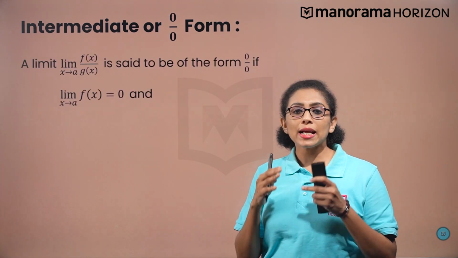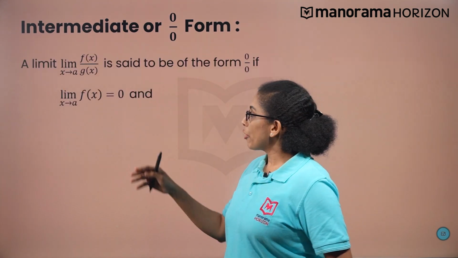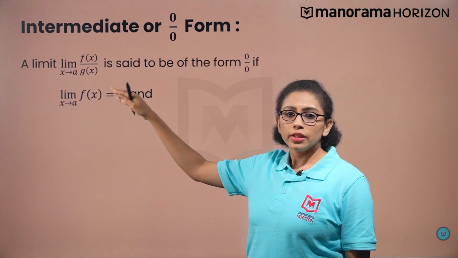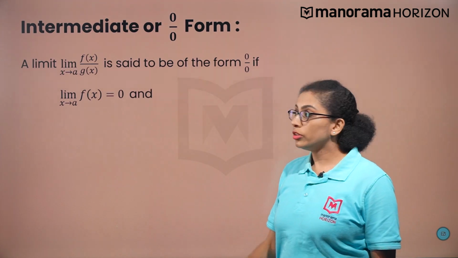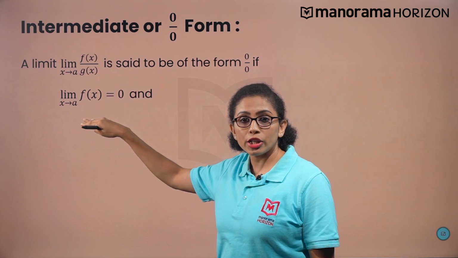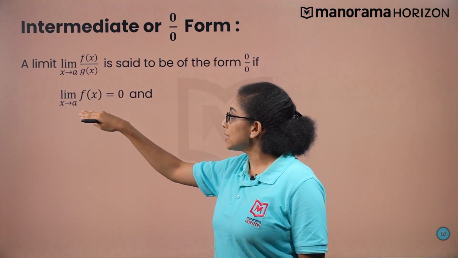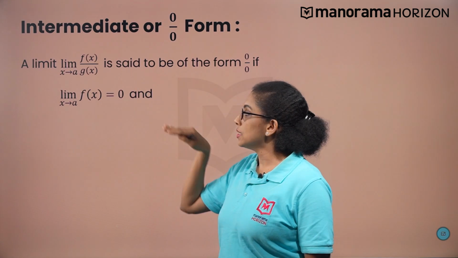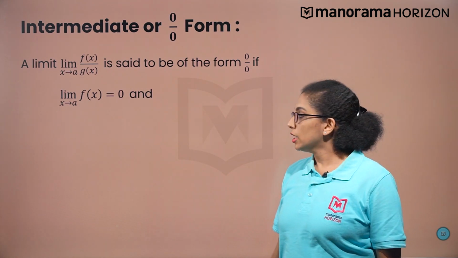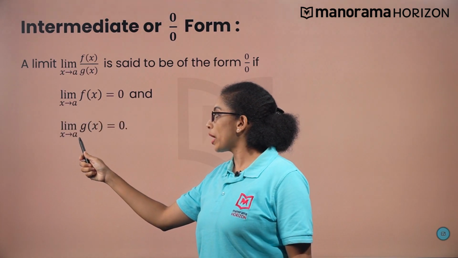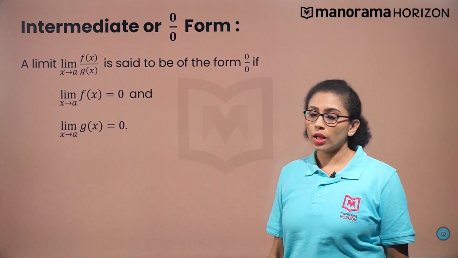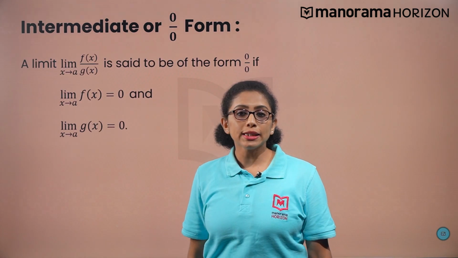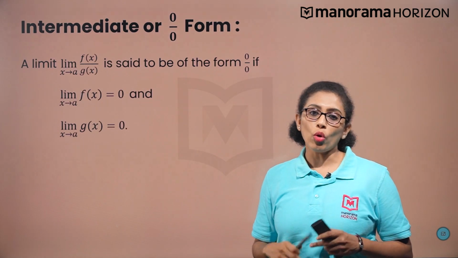Limit x tends to a f of x by g of x is said to be of the form 0 by 0 if the limit of the function f as x tends to a is 0 and limit of x tends to a g of x is also equal to 0. And this is called actually indeterminate or 0 by 0 form.